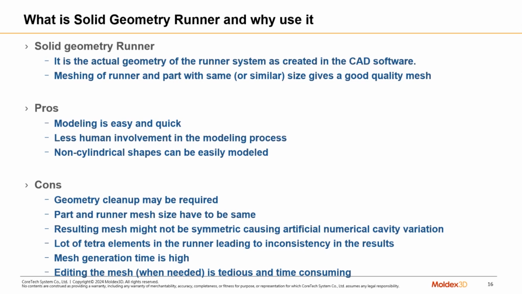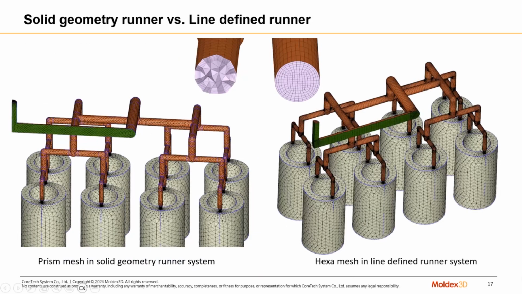But on the other side, on the line defined, you're not spending too much time on the meshing because it's fast. And these are the two differences basically. On the left hand side, what we did is we took the part as is from the step file, ran the mesh on it, and this is how it looks. You can see a lot of tetra elements. But this is the line defined where you are creating the center line, exporting the center line, measuring the diameters, and just creating a line defined runner system. Both are exactly the same. All you have to do is just measure the diameters and create it.